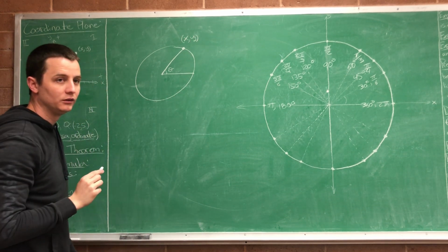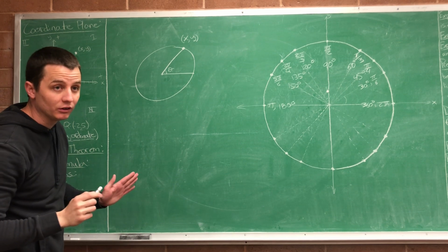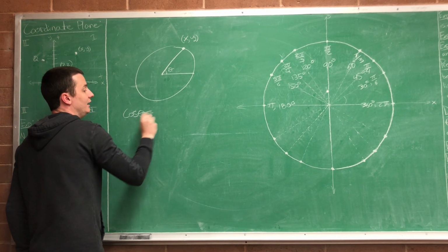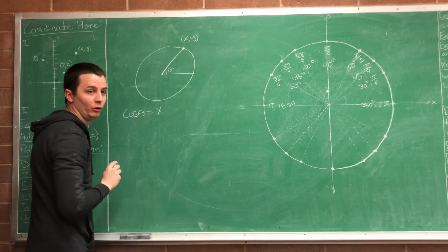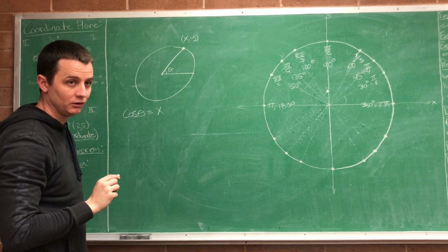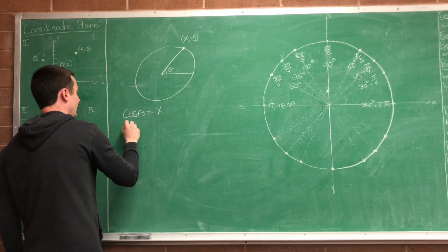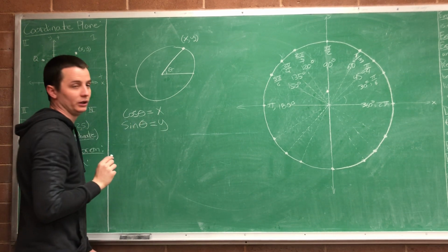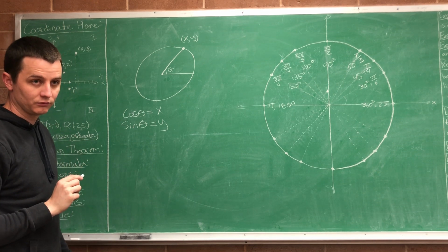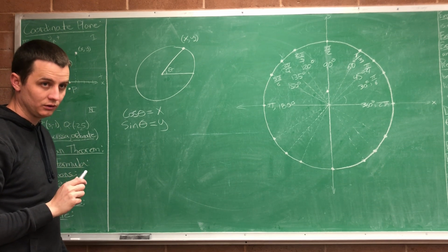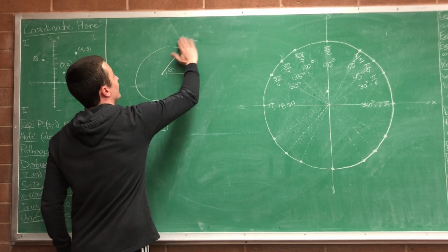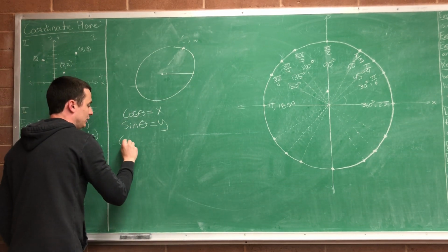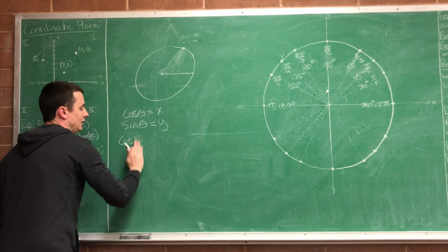Good so far? All right, by definition, we call cosine of theta the x coordinate of that point. And sine of theta is the y coordinate of that point. You with me so far? So let's try one. Let's say that I tell you theta is 90 degrees. So I want you to find me cosine of 90 degrees.